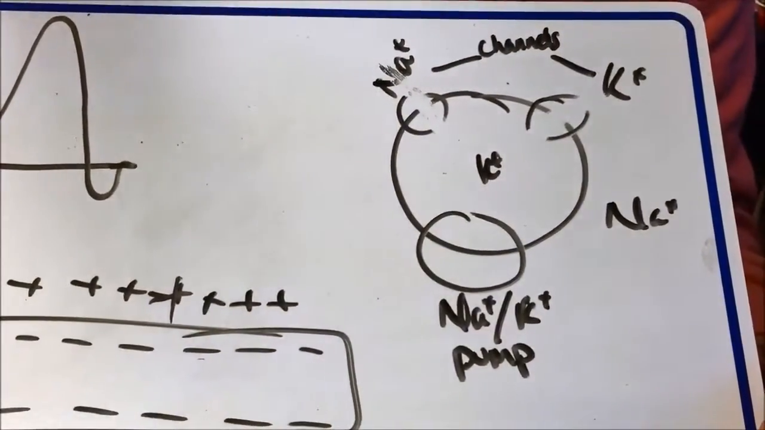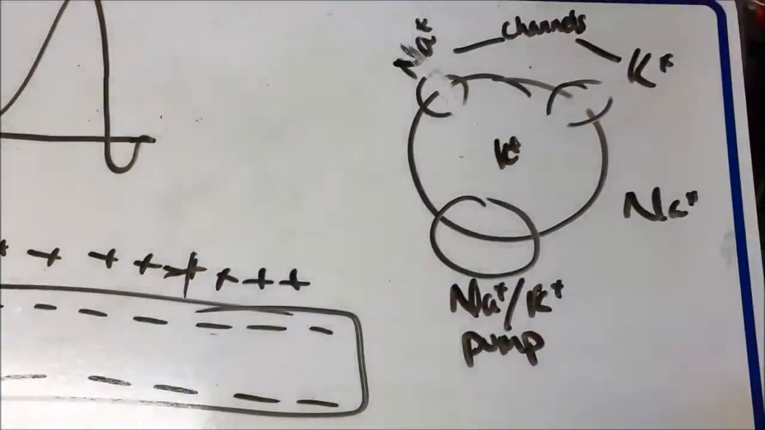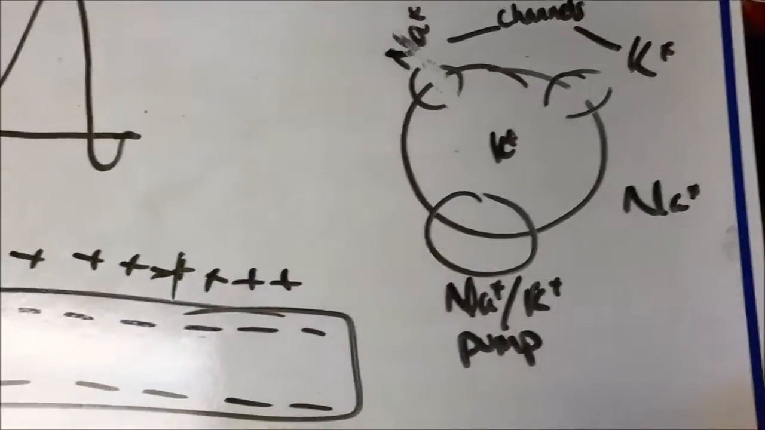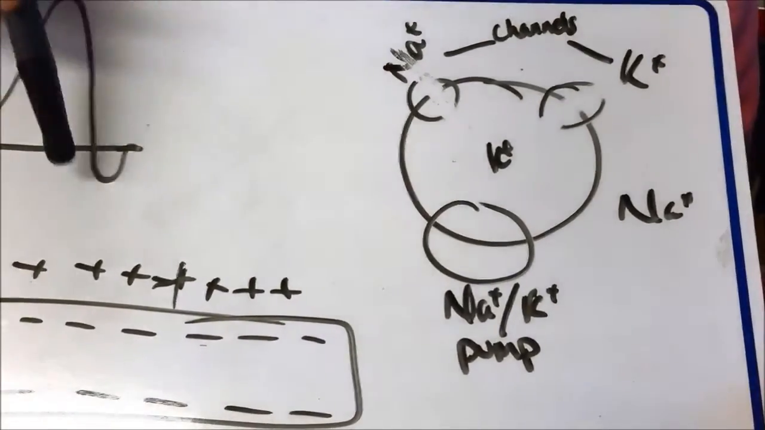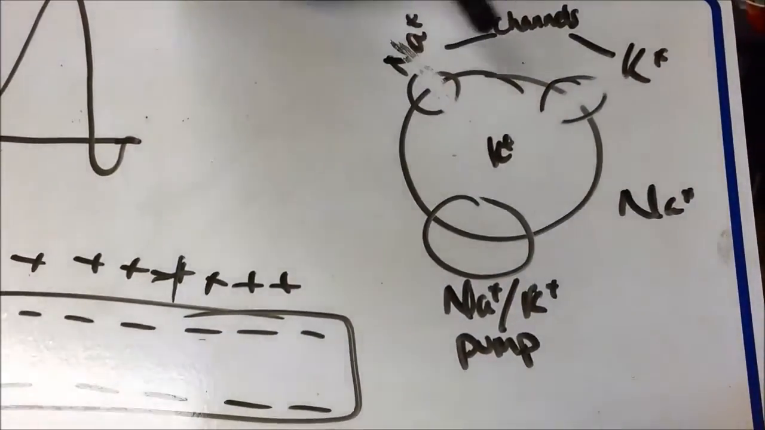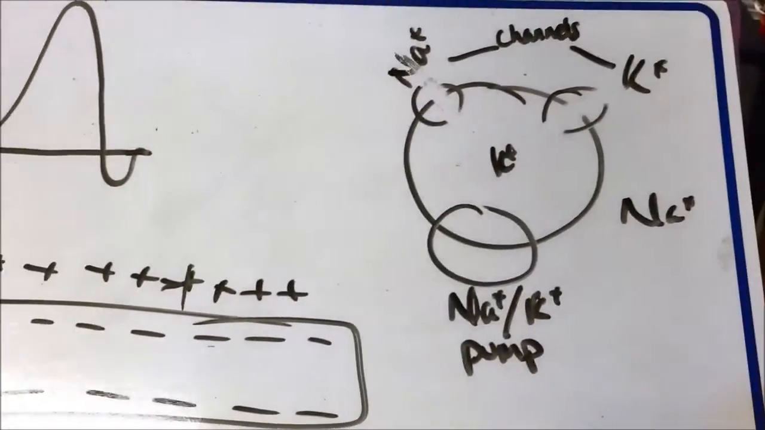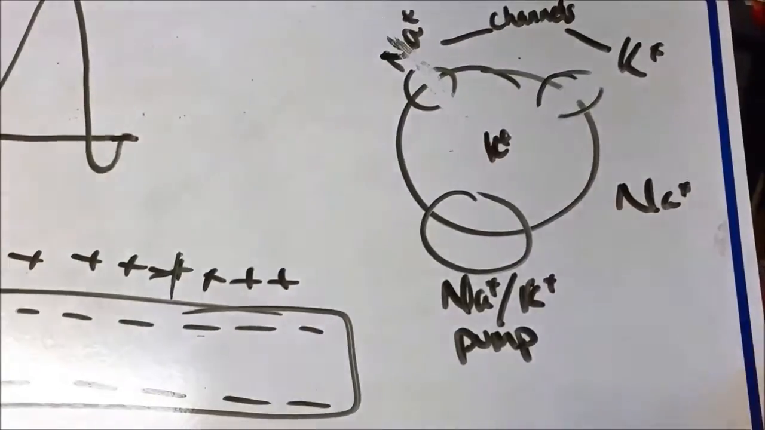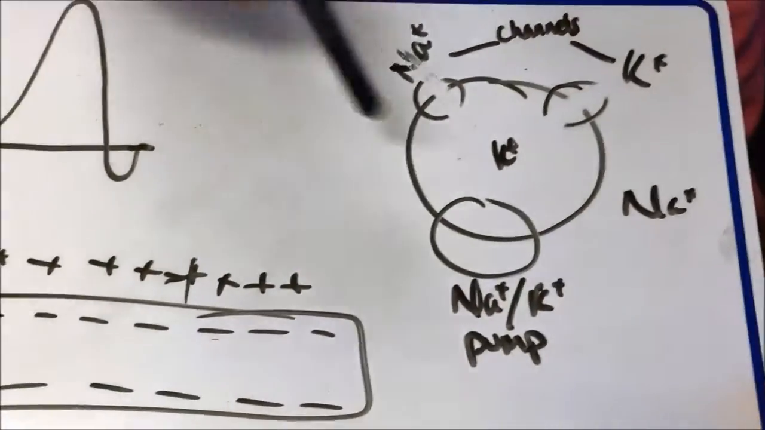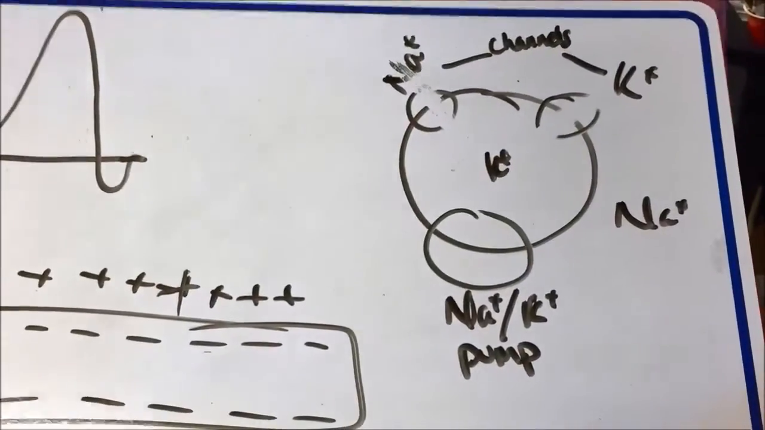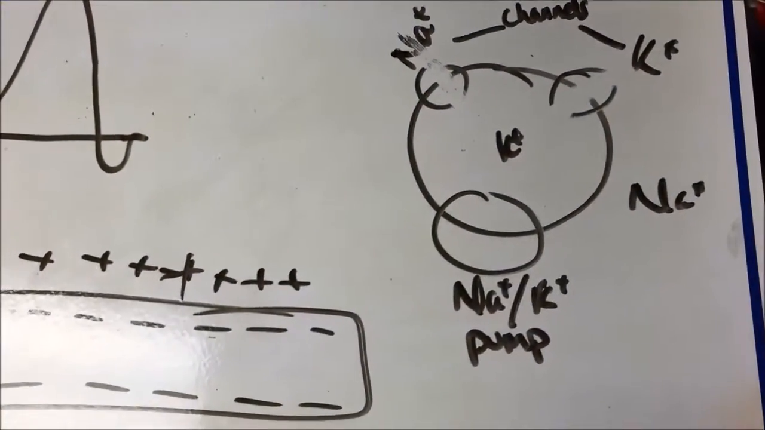and then that will decrease the voltage, and then it'll undershoot for a bit, and then the channel will eventually close slowly. And then to help create the charge again, the pump pumps out 3 sodiums and in 2 potassiums with every ATP.